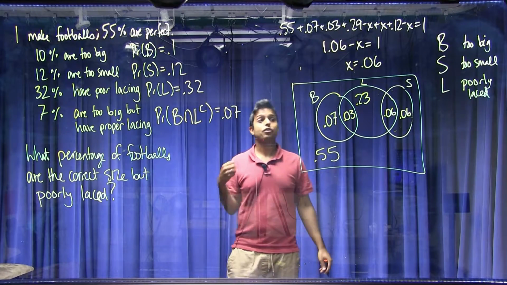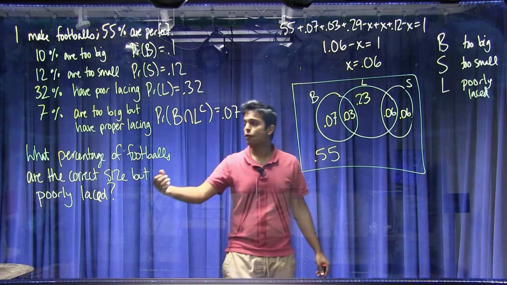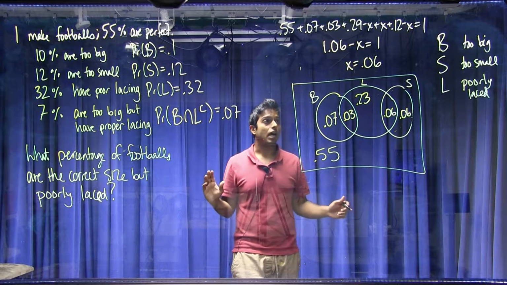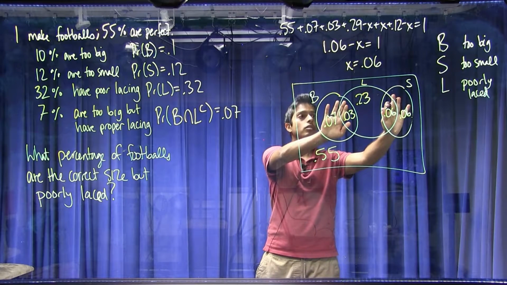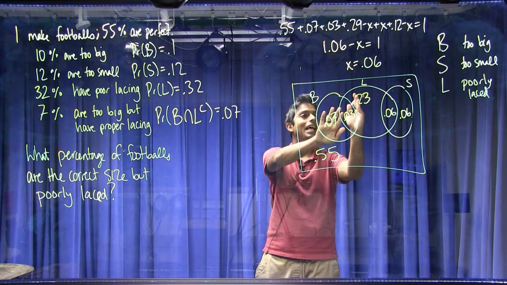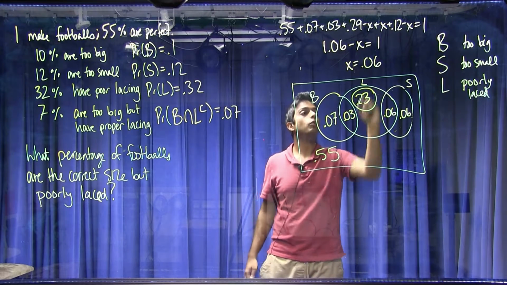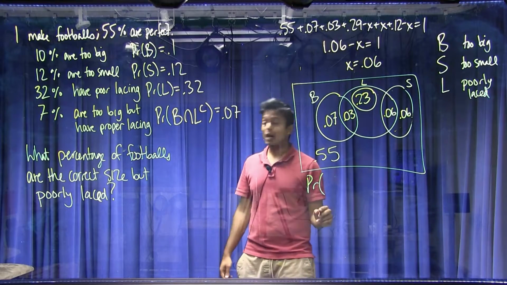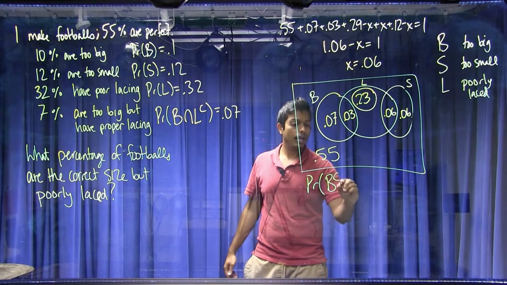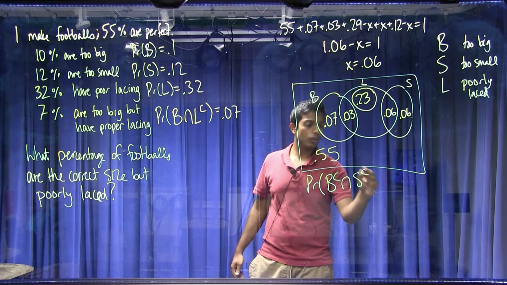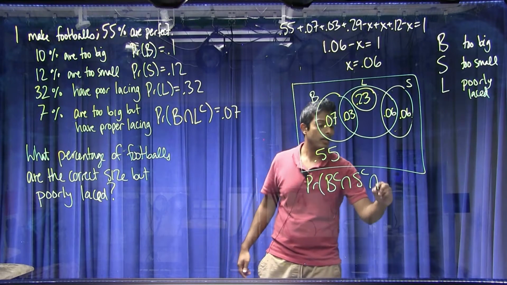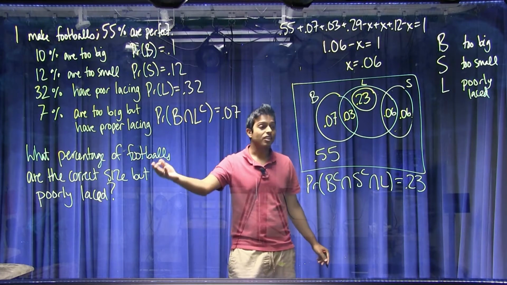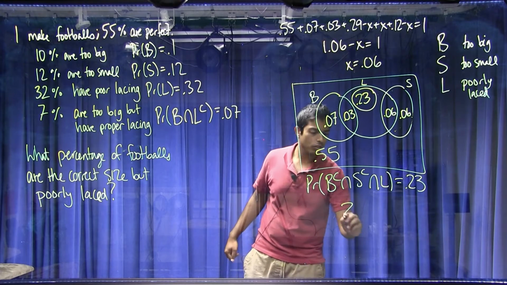Perfect. So now we can answer the question. The question is, what percentage of footballs are the correct size but are poorly laced? So that means if they're the right size, then they're not in B and they're not in S, but their lacing is poor, so that means they're in L. So that's this 0.23 right here. So the probability of correct size means you're not in B and you're not in S, but you are in L, and that's what we're looking for. That's 0.23. The question wanted a percentage, so we just make that into a percent. So the answer is 23%.